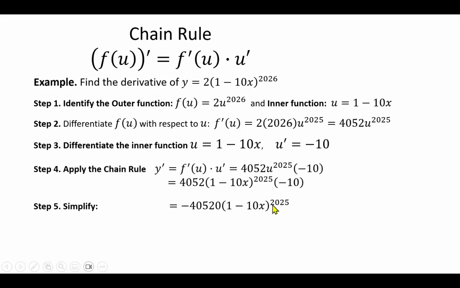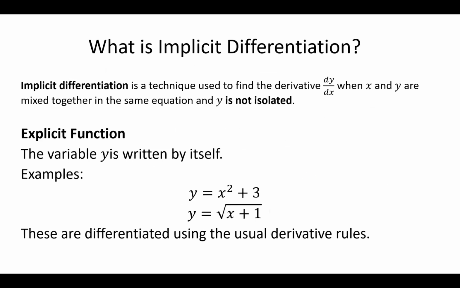And again, the way that you remember this is simply by saying that if you have a composition, you multiply by the derivative of the inside function or the inner function at the end. Because notice, otherwise I would have just had the power rule, but then I had to multiply by that negative 10. So this is a very important rule as well.